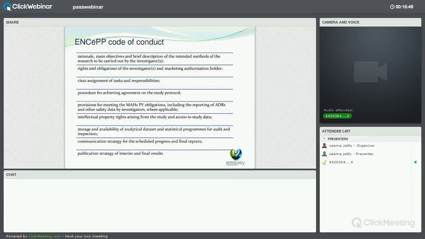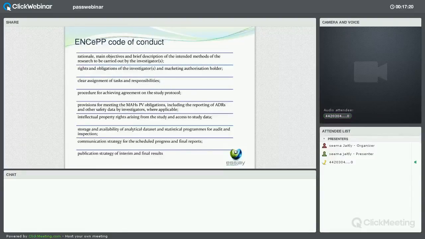There needs to be a procedure for getting agreement on the study protocol, a review of some kind to ensure that everybody agrees with what's going to be suggested or what's going to be put into place. And then you need to ensure that the PV obligations can be met as well. Need to consider how intellectual property rights will be dealt with, and then look at how the data will be stored and analysed, and the ability to come back and have access to that in an audit or inspection setting.